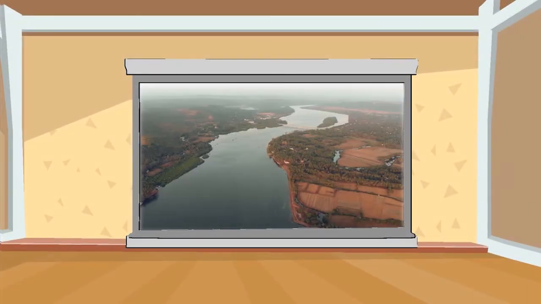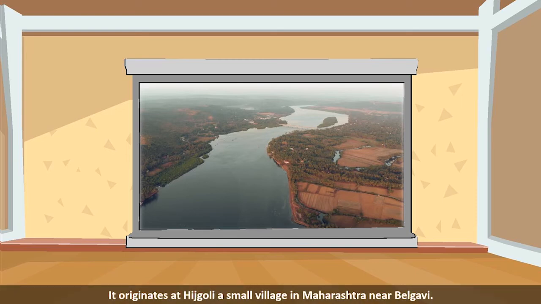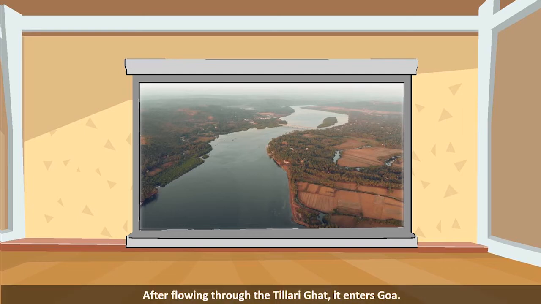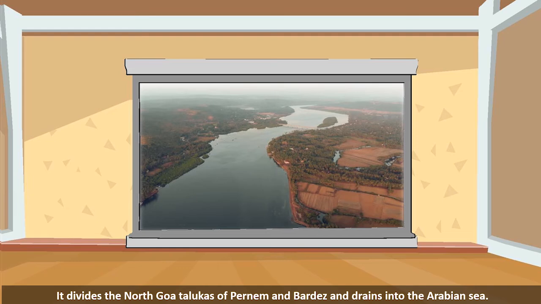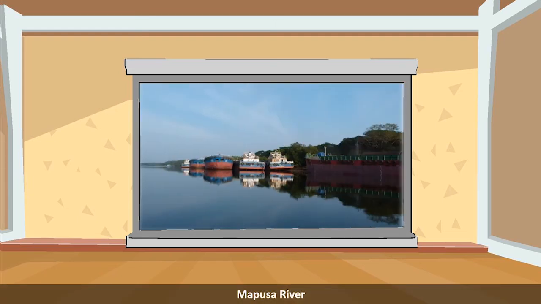The next river is called the river Chapora, which originates at Hejoli, a village in Maharashtra. It flows through the Tillari Ghat and then enters Goa. It acts as a division between Pernem and Bardez of North Goa. It drains into the Arabian Sea.